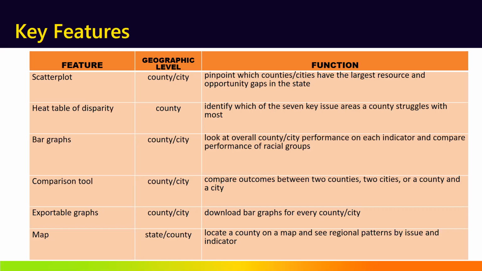Next, our heat table allows users to see how each county is doing across all seven issue areas, enabling users to identify which of the seven key issue areas each county struggles with most. The bar graphs allow users to look at and compare how each racial group is performing on any given indicator. And during the live demo, we can go over how to use the comparison tool and how to export graphs.